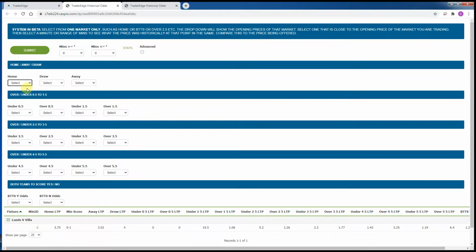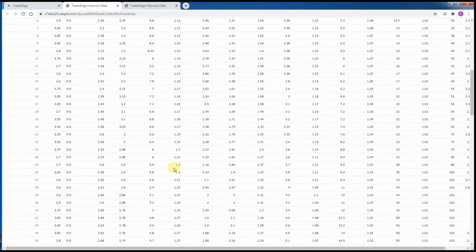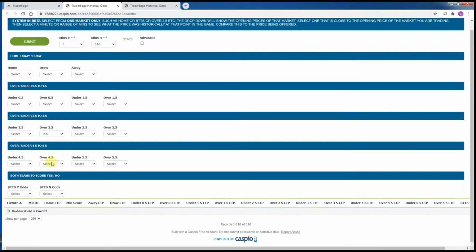So if we were trading the over 2.5 goals market, we could find some odds here that is as close to as possible to the market that we're trading now. So if you are trading over 2.5, you just need to make a note of the opening price. Put that in there. We can see, if we wanted to, we could see the whole game and see how the odds panned out. We can switch that to 250 records if we want to, or we can collapse that as well. If there are any more games in there, it would show them.